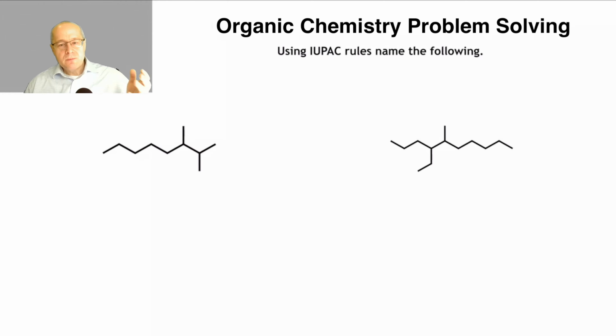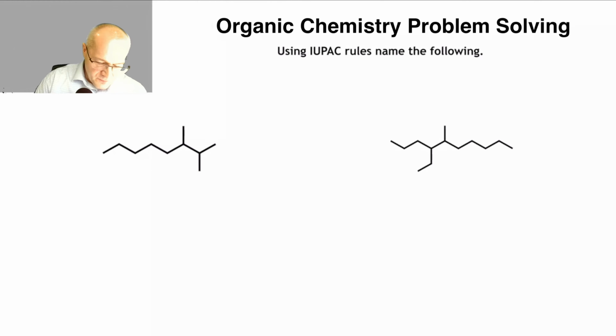So now it's an alkane. No double bonds, no triple bonds, no heteroatoms, no oxygen, no nitrogen, no sulfur. So it's an alkane. So the first rule: find the longest continuous chain of carbons. That means unbroken. In other words, there's no oxygen between two carbons, there's no nitrogen between two carbons. It's the longest unbroken chain.